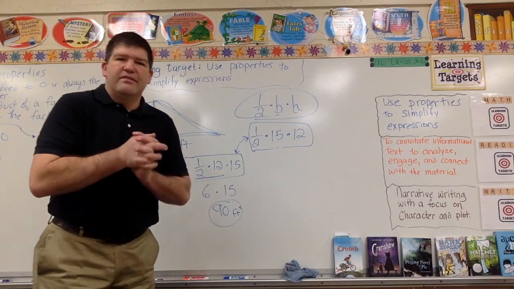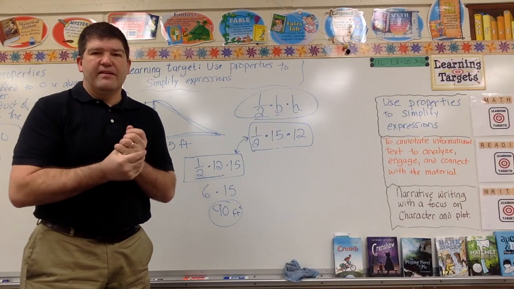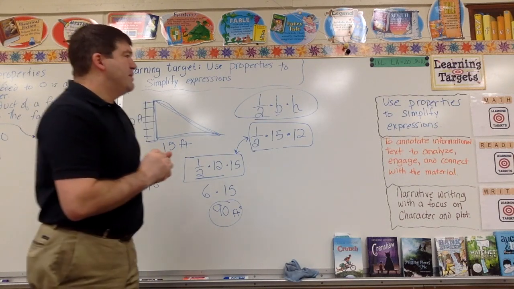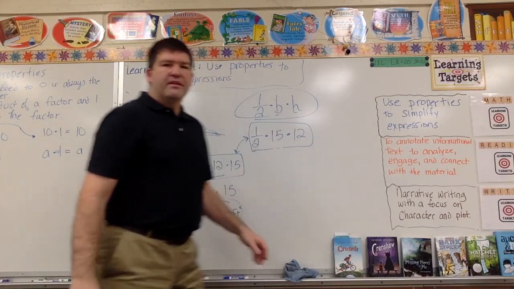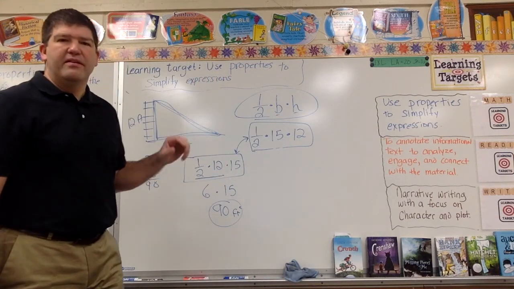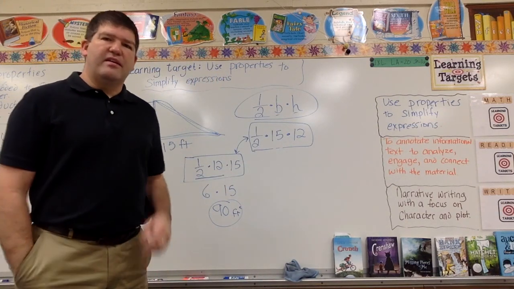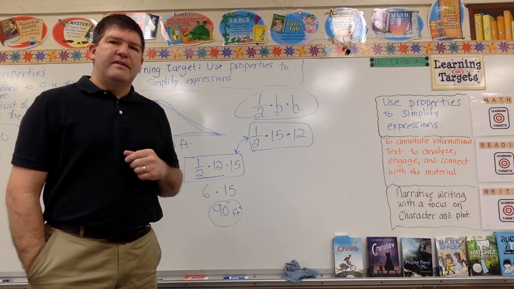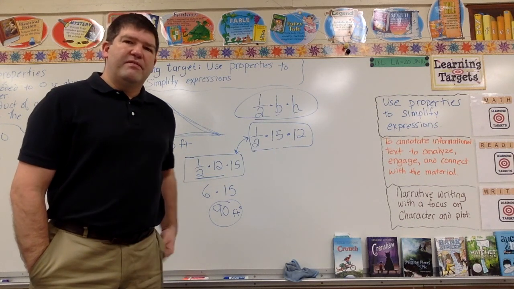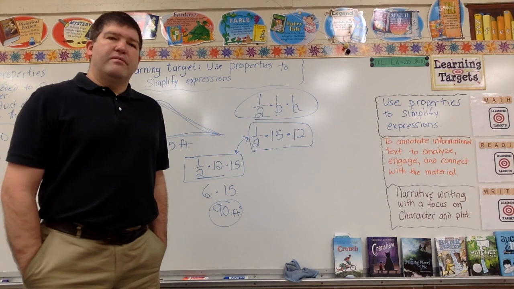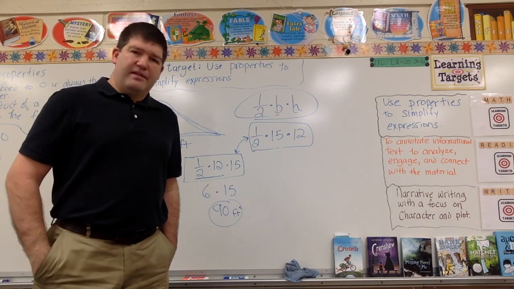We'll go over lots of these. We're going to practice this, and we're going to use these properties to simplify expressions. We're going to use the commutative property, the associative property, and the identity property, and they will help us. And again, we're building this foundation for working through algebraic expressions.